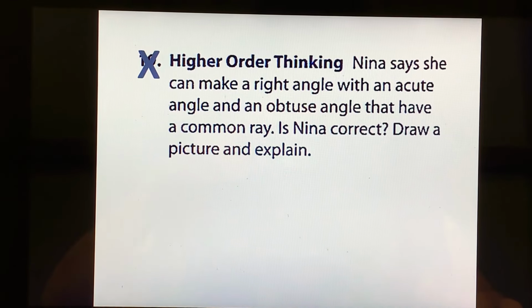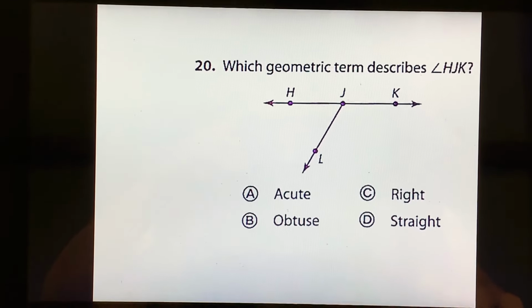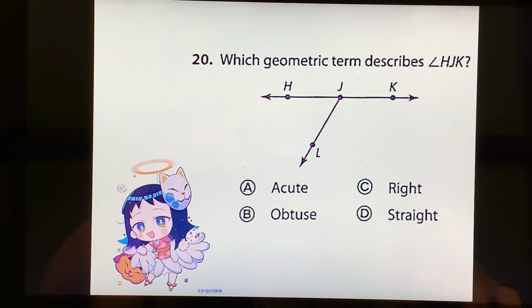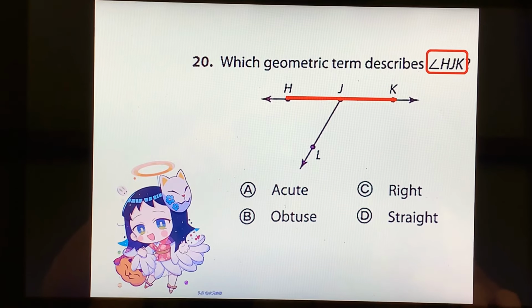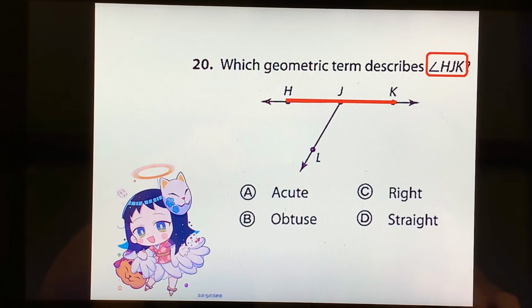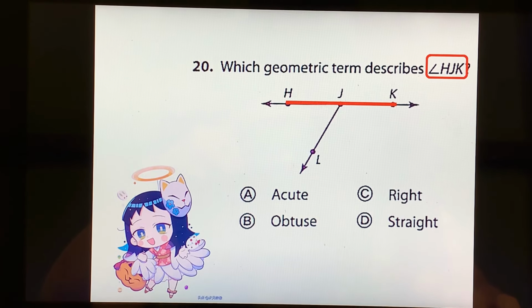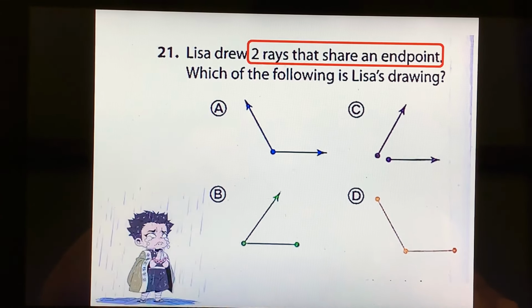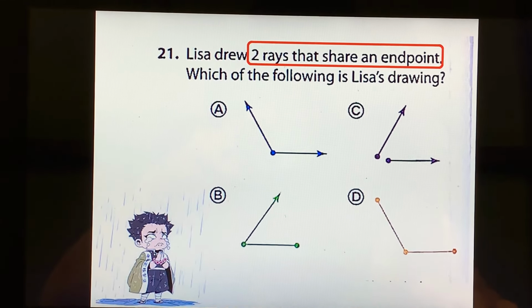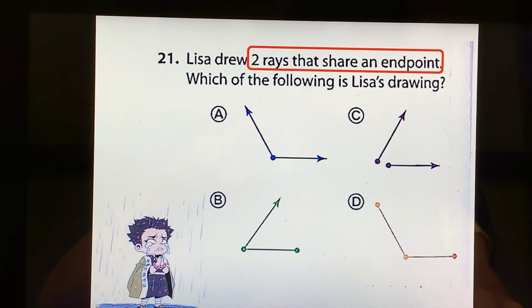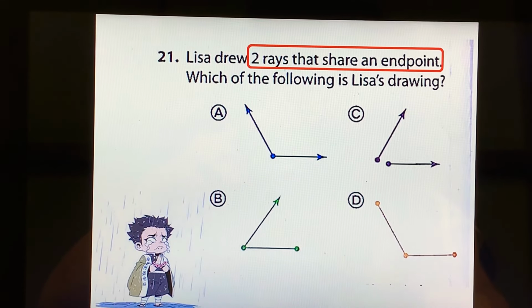We're skipping the next question. Okay, let's move on. Which geometric term describes angle HJK? What kind of angle is angle HJK? Remember? Let's move on. Lisa drew 2 rays that share an endpoint. Which of the following is Lisa's drawing? Find the answer.